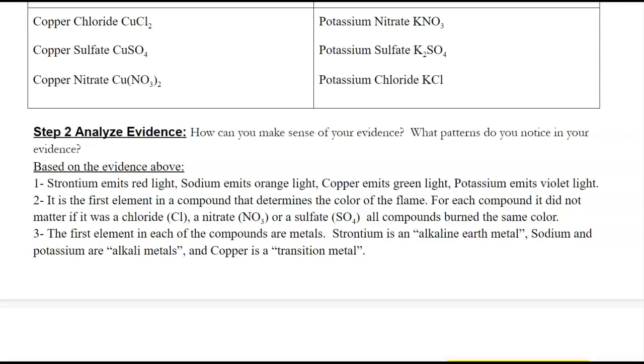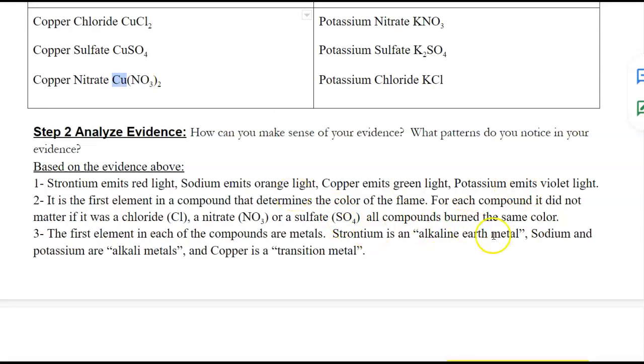You would notice then, looking at all the compounds, that it's the first element in a compound that determines the color of the flame. For each compound, it did not matter if it was a chloride, a nitrate, or a sulfate. All of the compounds burn the same color. The first element in each compound is a metal. Strontium is an alkaline earth metal if you're looking at its group in the periodic table. Sodium and potassium are alkali metals, that very first group in the periodic table, and copper is part of that middle section on the largest portion of your periodic table and is a transition metal.